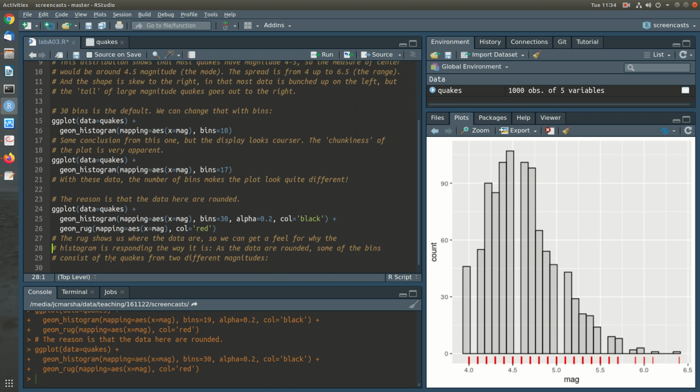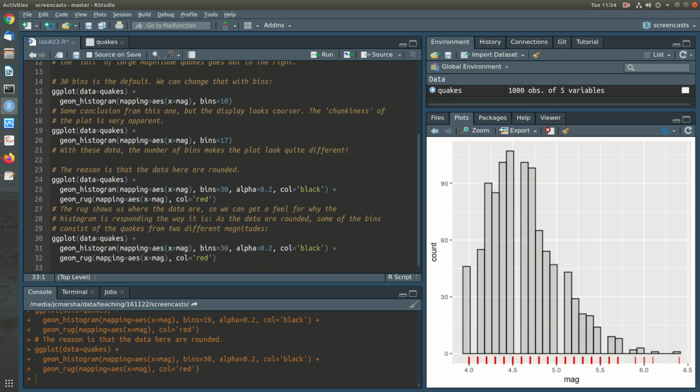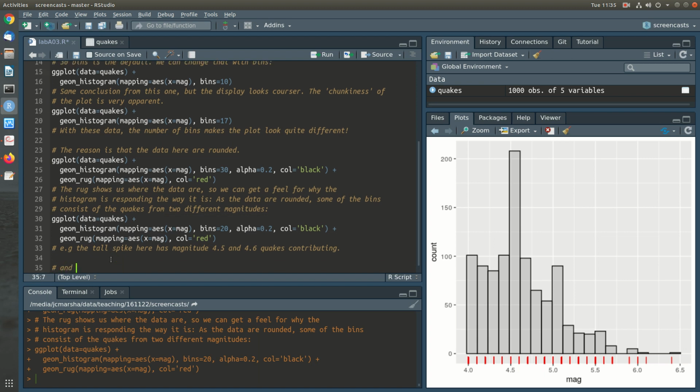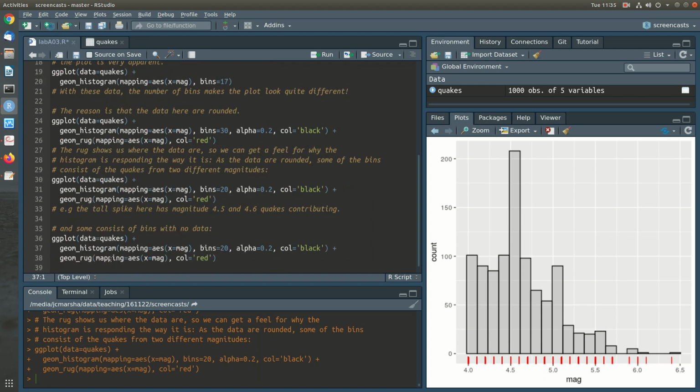let's put the examples here just so that we can see them. So this one here, that's e.g. the tool spike. Let's do bins equals 30.